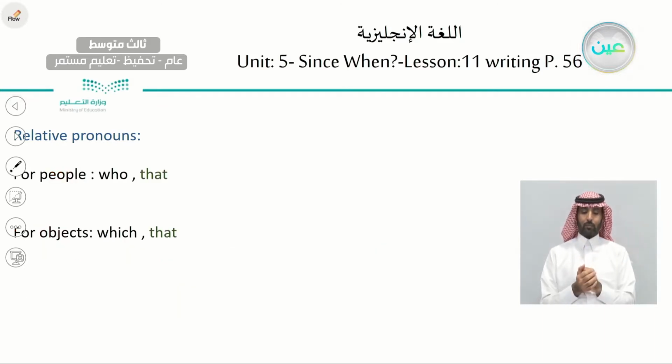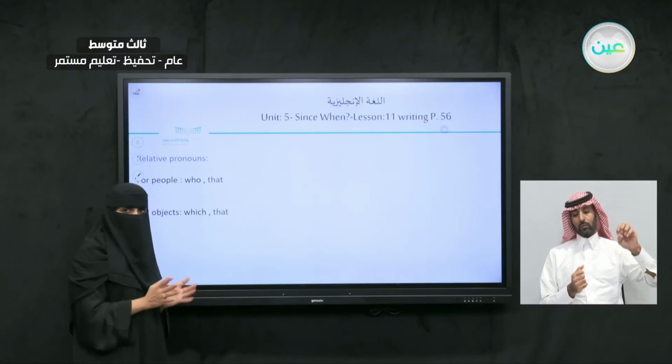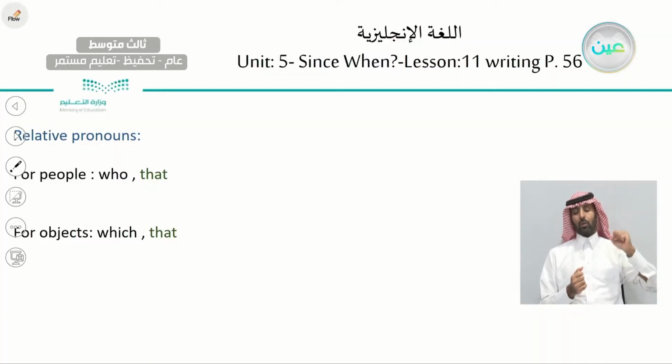So when we are talking about people, we use either who and that, okay? Both are correct, okay? For object, you can't say who. You say which. You can use which or that. Notice here that is used for both people or object. It can work for both, okay?